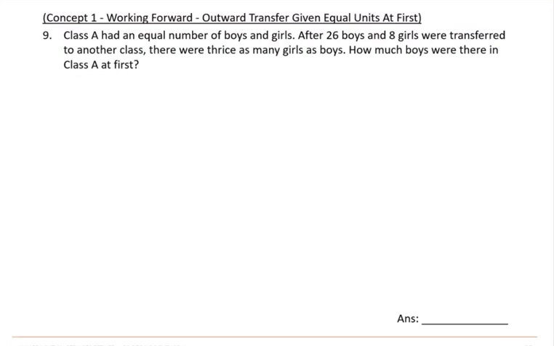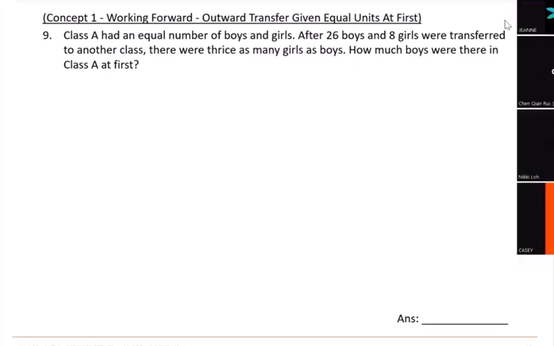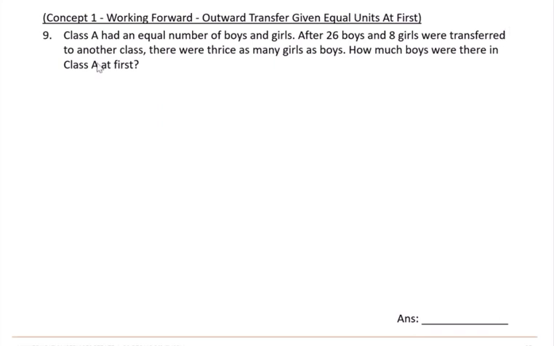Working forward, outward transfer, given equal units at first. Okay, so it says here, class A had an equal number of boys and girls. After 26 boys and 8 girls were transferred to another class, there were thrice as many girls as boys. How many boys were there in class A at first?